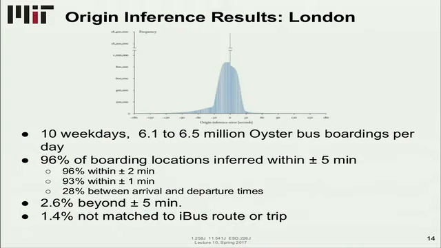This is Jay Gordon's thesis, which is referenced in the last slide. Looking at 10 weekdays, Oyster is the AFC system in London. And so 96% of boarding locations were inferred within plus or minus 5 minutes, and that was one of the thresholds they looked at. 28% were exactly between the reported arrival and departure. So some tolerance before the arrival and after the departure from each stop was needed to infer a large portion of these. All right? Simple, right?